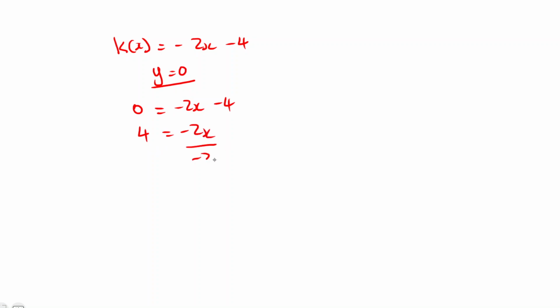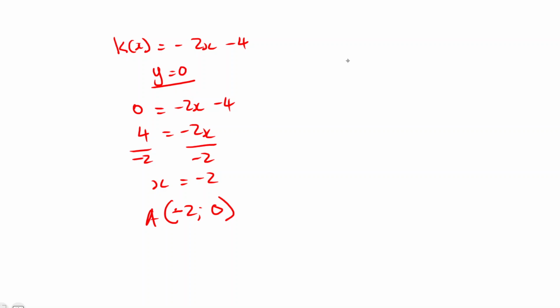So I'm looking for x. I'm going to divide by negative 2 on both sides. So x is equal to negative 2. That means if y is 0, x is negative 2. So these are the coordinates of A. The coordinates of A are negative 2 and 0. When y is 0, x is negative 2.